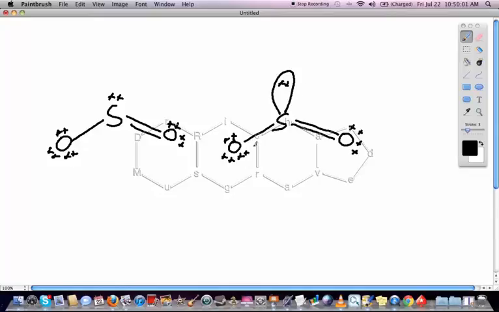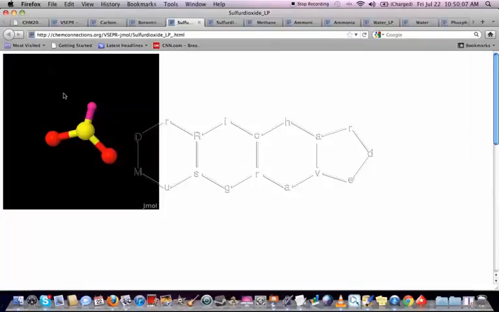So what we're seeing here is something that has the same overall geometry as BF3. This one here and BF3 both have identical overall geometries. The lone pair ends up taking up just as much space as the fluorine does. So the overall shape of this, if we include the lone pair, is going to be called trigonal.